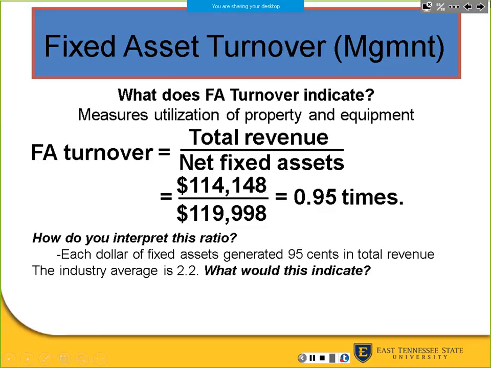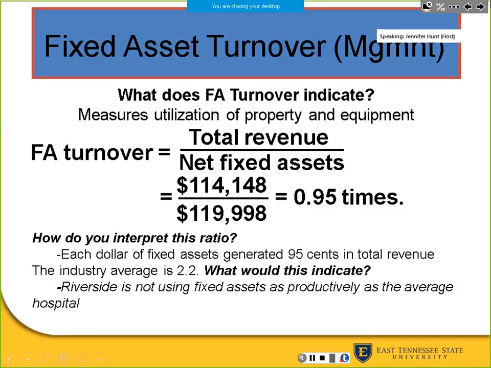So if the industry average is 2.2, we can see, well, hey, 95 cents sounds really good, we're doing okay, we're only 5 cents away. Until we look at the industry average, then we realize that we're not really using our fixed assets, our property and equipment, as productively as what we may see across the nation in terms of the industry average, or even our closest competitor. So we want to see how well they're using their assets in terms of generating revenue. This is going to cue us into the need to start doing something with our assets to make them more productive and more valuable for us as an organization.